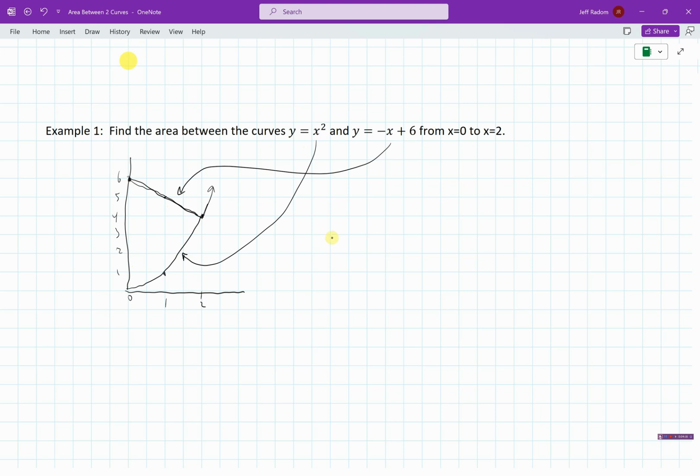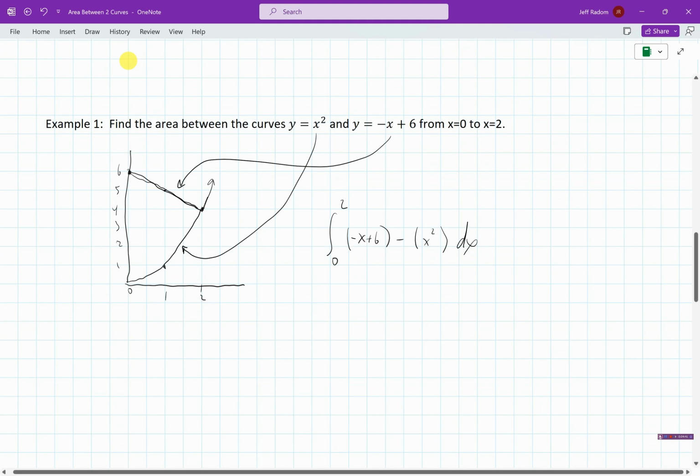And so then finding the area between these two curves, we would integrate from 0 to 2 of the top function, which would be negative x plus 6, take away the bottom function, which would be x squared. This will find us the area underneath the top function, and then we're going to take away the area underneath the bottom function to find the area in between the two, which is what the question is asking.